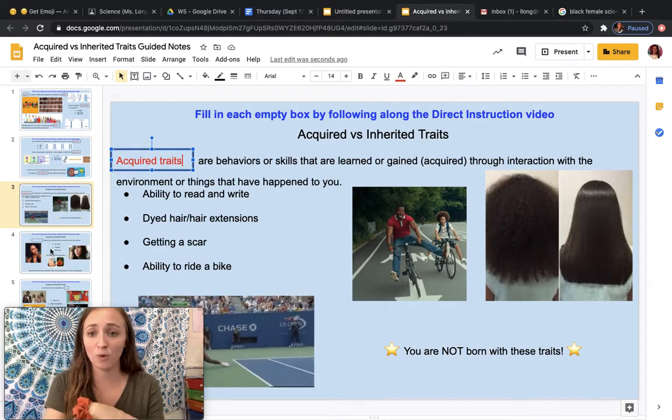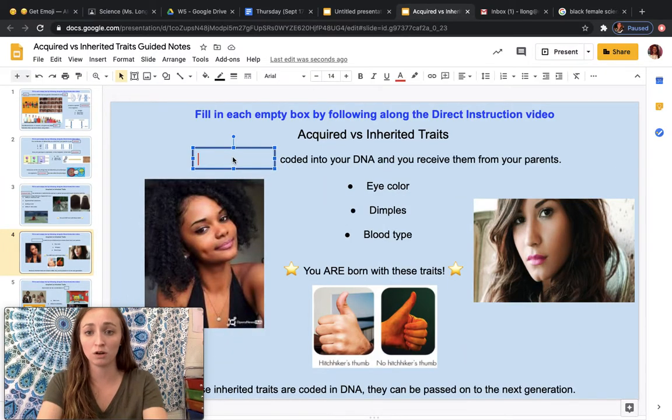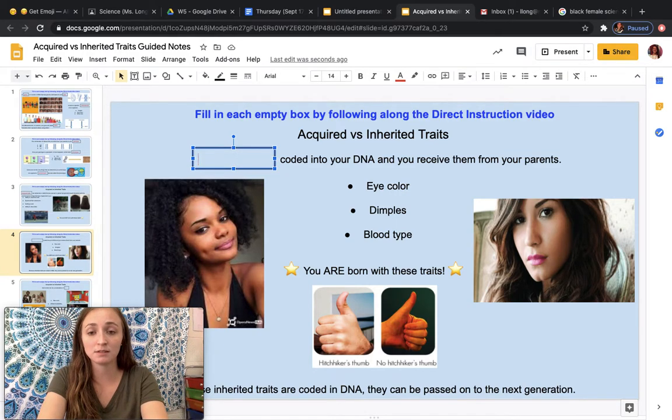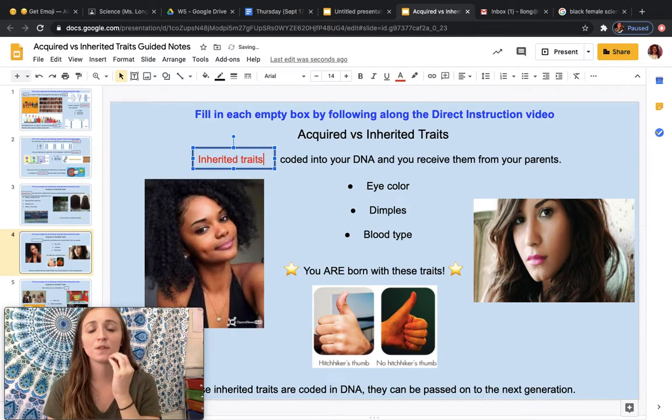So opposite of acquired traits are going to be your inherited traits. Okay. So inherited means that you got it passed down from your parents, your mom or your dad. So your inherited traits are what's actually coded into your genes. It's what's actually in your genotype. Remember, that's that combination of alleles, one from each parent. So that's going to be something that you are born with.